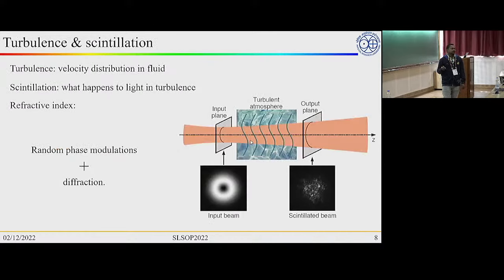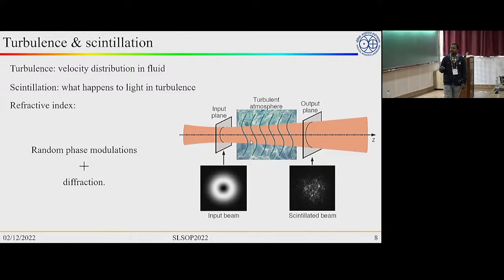And now what is turbulence and scintillation? So turbulence is actually the velocity distribution in fluid. So if you have a temperature gradient, or in the hot sun you see the air gets heated up and moves up, and you can actually see the flow of that air. So I am considering this turbulence as the velocity distribution in the fluid, because if the temperature difference is there, the velocity of the fluid will move.